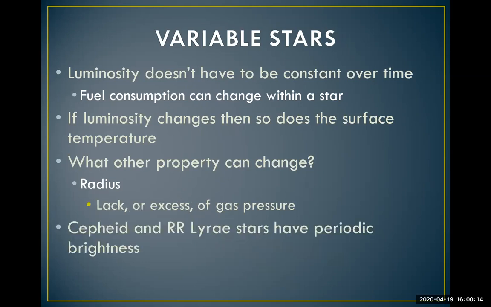Now, there are many categories of variable stars. We're going to focus on two of them that have predictable changes in luminosity, things that are called Cepheid variable stars or RR Lyrae variable stars. What makes Cepheid and RR Lyrae stars special is that the luminosity of the star in question is periodic. Other variable stars, their luminosities change, but not necessarily in a repeatable periodic manner.